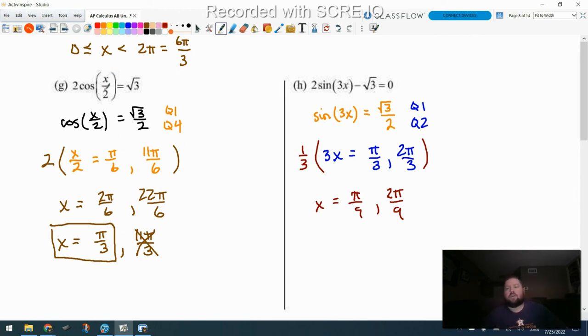So if this was just cosine x, we would have solved it out and we would have gotten these two solutions, pi over 6 and 11 pi over 6, two answers. But since it was x over 2, it was half of x, we actually ended up only getting one answer. We got half the number of answers. And I think that's a nice way to think about it, that whatever you have in your fraction there, you're going to get more or fewer answers based on that.